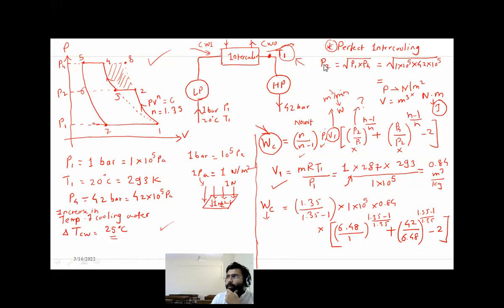So here, first we'll calculate the P2 and then we can calculate work done. So here P2 will be equal to, for perfect intercooling, P2 is equal to under square root P1 into P4. So this will be under square root 1 into 10 to the power 5, 42 into 10 to the power 5. Calculate the P2.